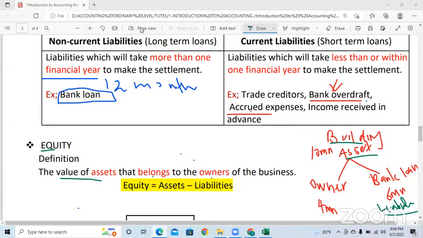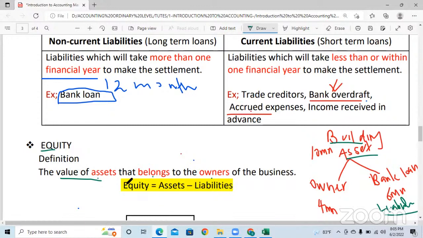So guys, we say what is an asset? Sorry, what is an equity? We say equity is the value of asset that belongs to the owner. Now, guys, our asset is 10 million. Out of that 10 million, how much is it owned by the owner? Only 4 million. So we say this 4 million is whom?